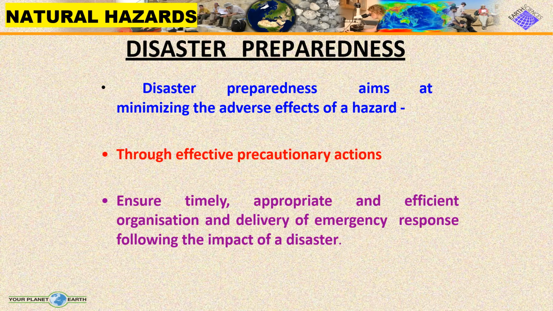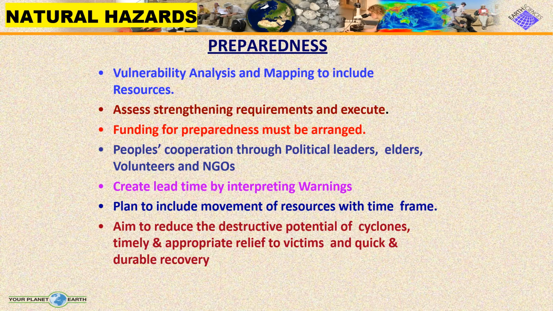Disaster preparedness aims at minimizing the adverse effects of a hazard through effective precautionary actions, and to ensure timely, appropriate, and efficient organization and delivery of emergency response following the impact of a disaster. Now, in preparedness, we can touch these points: vulnerability analysis and mapping to include resources, assess strengthening requirements and execute. Thirdly, funding for preparedness must be arranged. People's cooperation through political leaders, elders, volunteers, and NGOs.